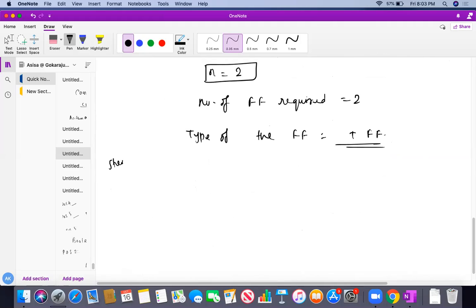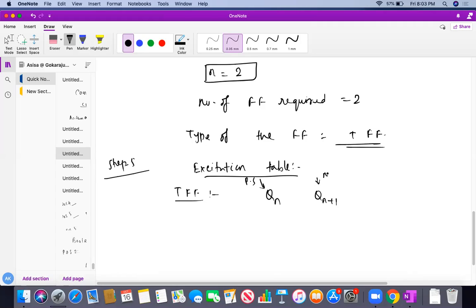Next, step 5. What is my step 5? I have to obtain the excitation table of the given circuit. Before that, you should know the excitation table of the T flip-flop. We know what an excitation table is: it is the relationship between present state and next state with the flip-flop input. So this will be my excitation table.